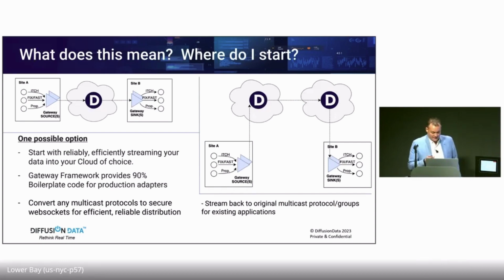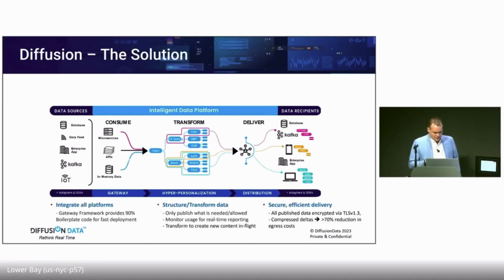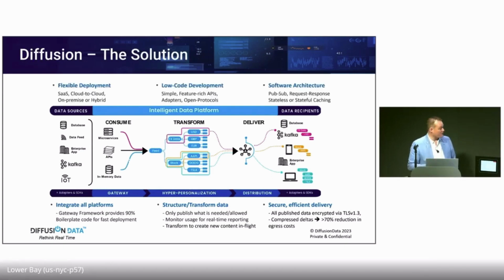And then that takes us to the very last slide, which is basically the 3 layers we have of Diffusion. Consuming from anywhere, any real-time feed, database, Kafka and so forth. We have adapters for Kafka in production today. Transforming the data in flight, structuring it, creating new content in flight and so forth, locking it down. And then that efficient distribution out to the world as well, or out to any other platforms. So we integrate, we structure, transform the data, we deliver it securely to today's most secure standards. Of course, don't forget about those over 70% reduction in ingress egress costs.